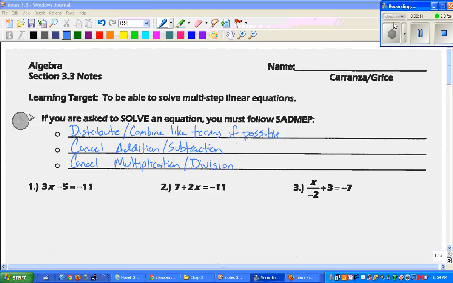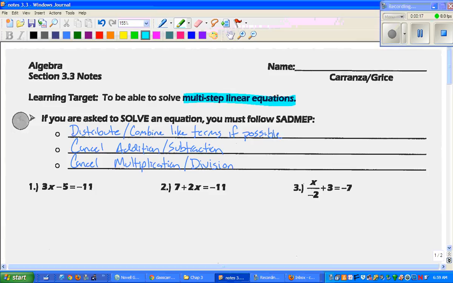Today we're going to be talking about how to solve multi-step linear equations. Now, if you are asked to solve an equation, you must follow SADMAP, and we talked about SADMAP was the reverse order of operations. So when we're doing this, the things we need to check is to see if you can distribute or combine like terms first. Then we're going to cancel addition or subtraction, and then cancel multiplication or division.